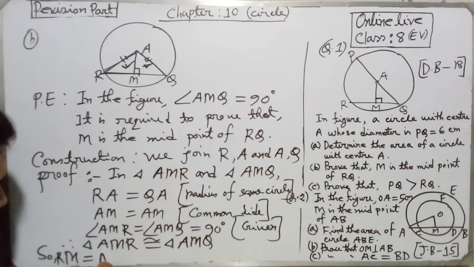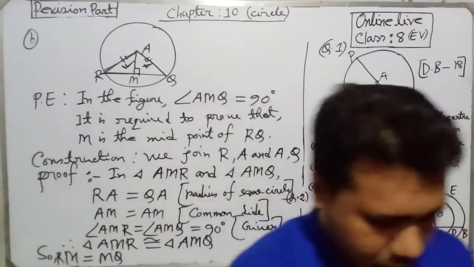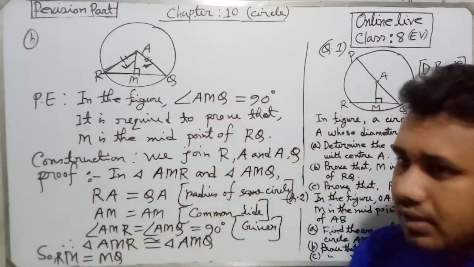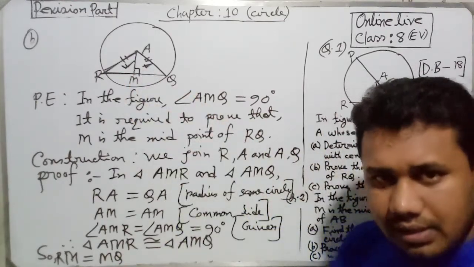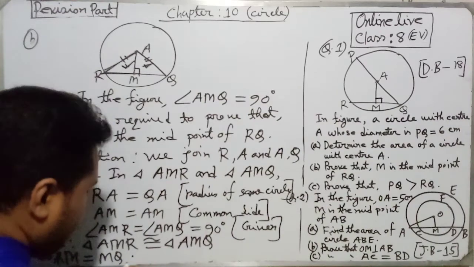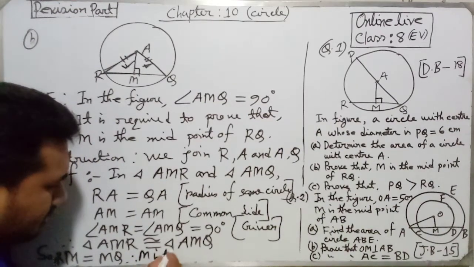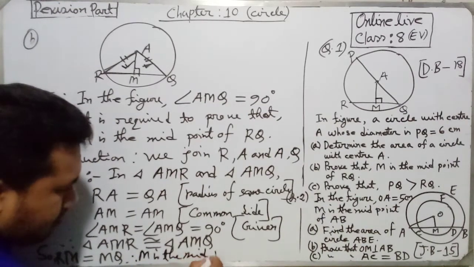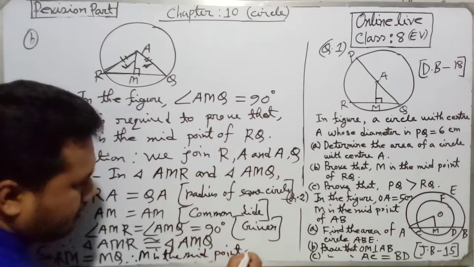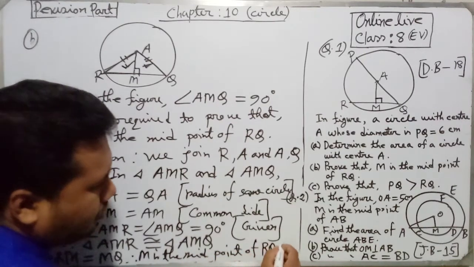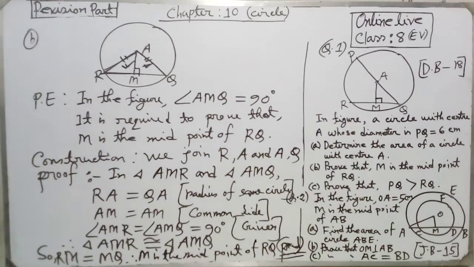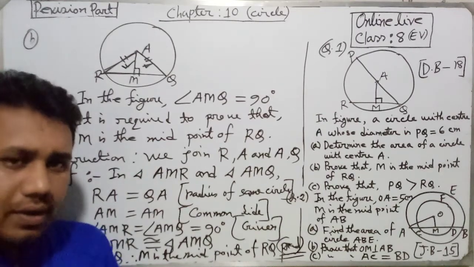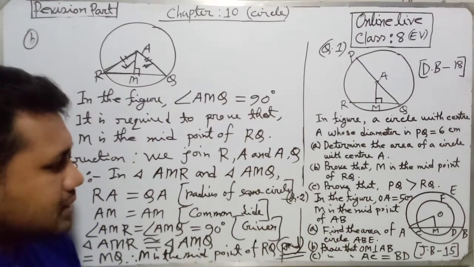equal MQ. Now RM and MQ are equal, and RQ is a chord, so obviously we can say M is the midpoint. Therefore M is the midpoint of RQ. So we can say this is proved. Very simple, dear students, our theorem number 1 in our class math book.